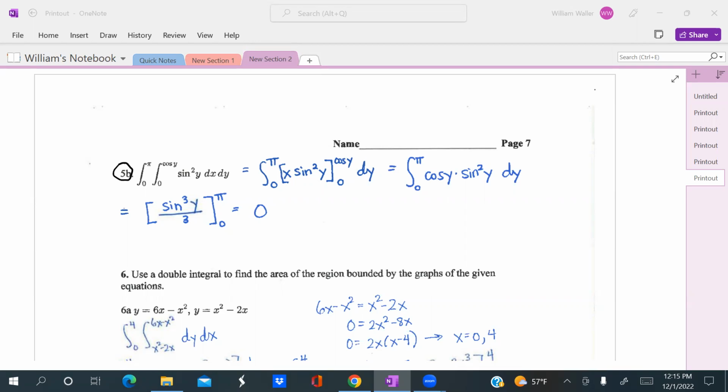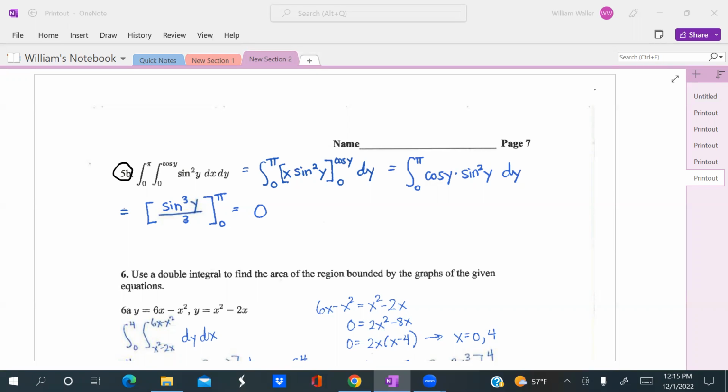So nice to have 0 as a limit of integration as usual, right? Because when you plug 0 in for x, you just get 0. So all you really get from this inner integral is just cosine of y substituted for x, times sine squared of y. And so now we want to integrate that from 0 to pi.